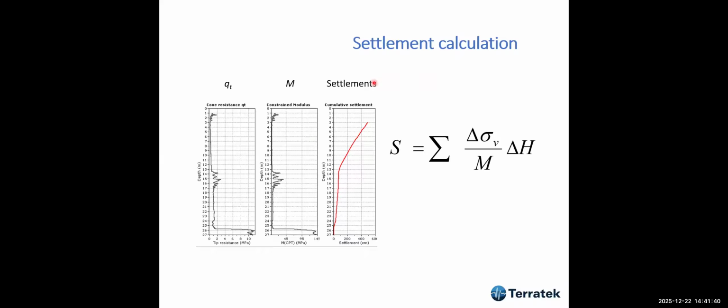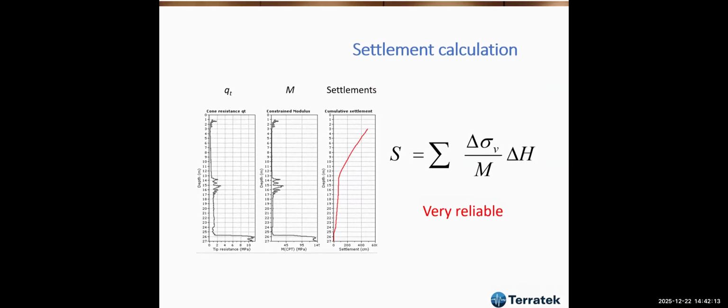It's very, very reliable. Today, for instance, I don't use the dilatometer test to calculate settlement. And why? Because the data set is very, very big, and the results have too much scatter, and I do prefer to use the CPT, the cone, and I can say that this is very, very reliable.